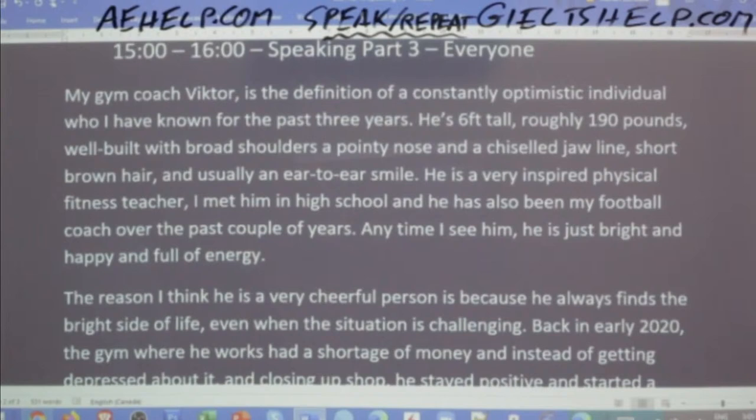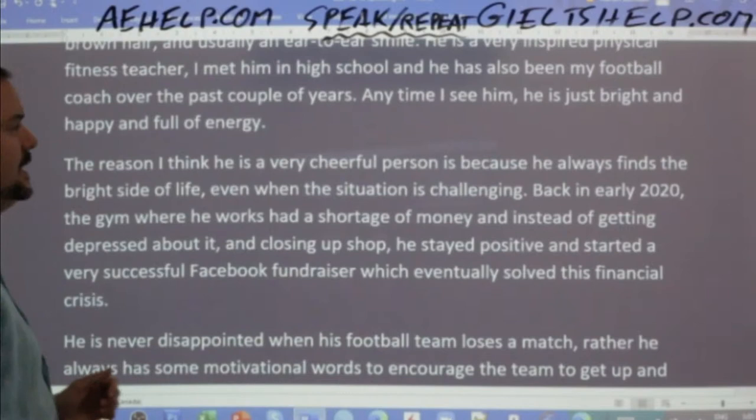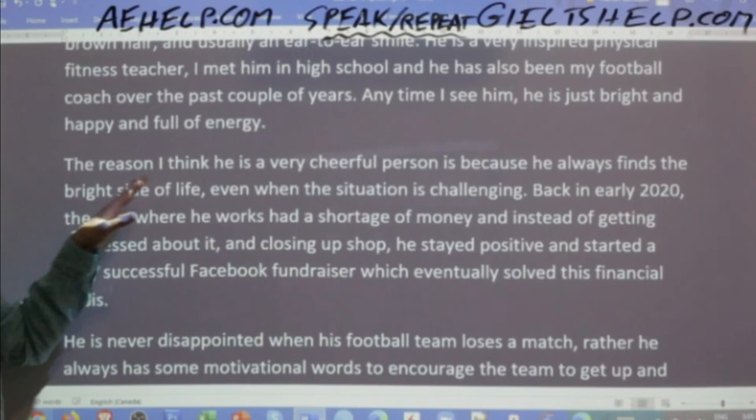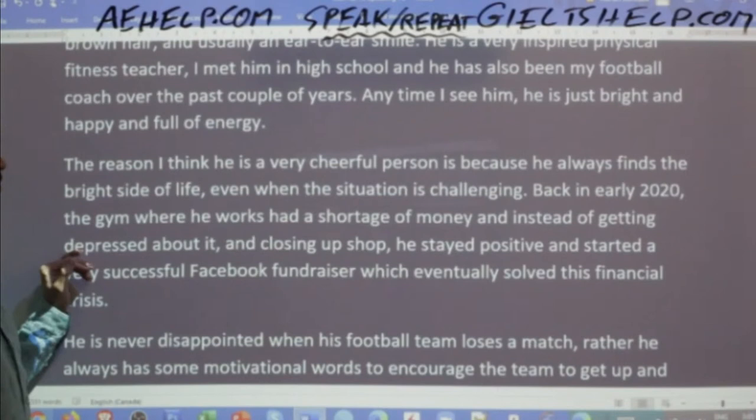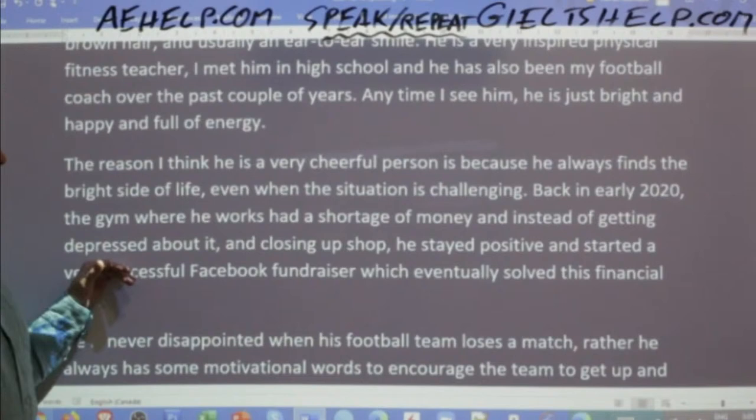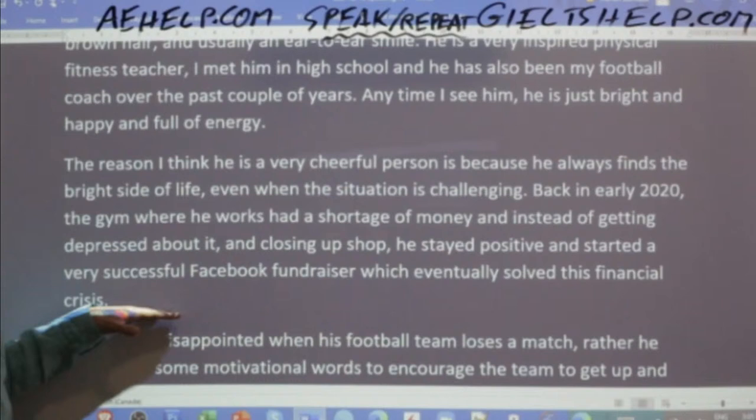Anytime I see him, he is just bright and happy and full of energy. The reason I think he is a very cheerful person is because he always finds the bright side of life, even when the situation's challenging. Back in early 2020, the gym where he works had a shortage of money, and instead of getting depressed about it and closing up shop, he stayed positive and started a very successful Facebook fundraiser, which eventually solved this financial crisis.